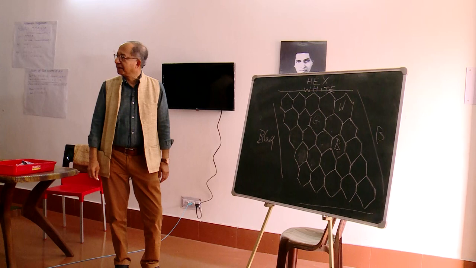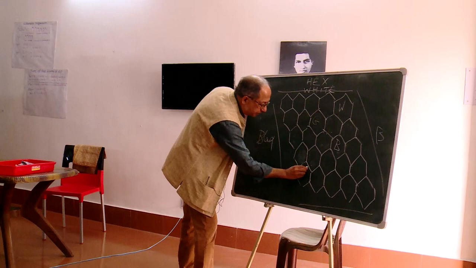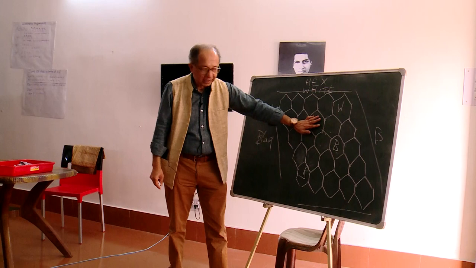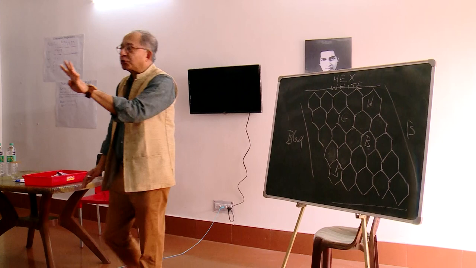Black makes another move. You pretend that this does not exist. First, second, third, how to make the best fourth move, you're again checking up. And the book gives you an instruction. You follow that.